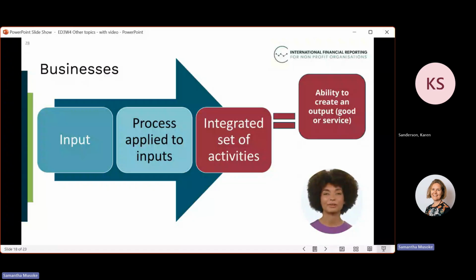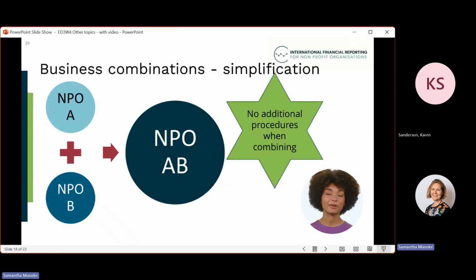The characteristics of a business now include the types of activities carried out by NPOs, for example, providing services to service beneficiaries. The section also covers NPO combinations that are motivated by an NPO's missional objectives, not just financial considerations. There is a simplification for situations where two NPOs that both have positive net assets combine. Additional procedures have been removed, as the cost of applying these is considered to be disproportionate to the benefit.